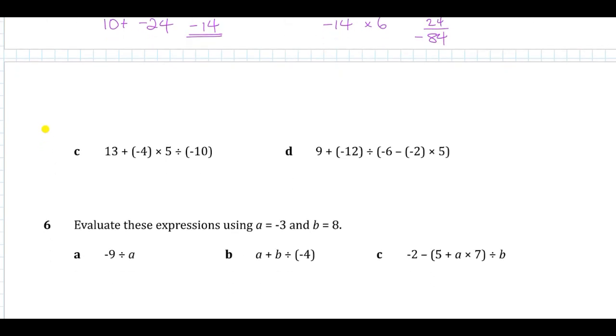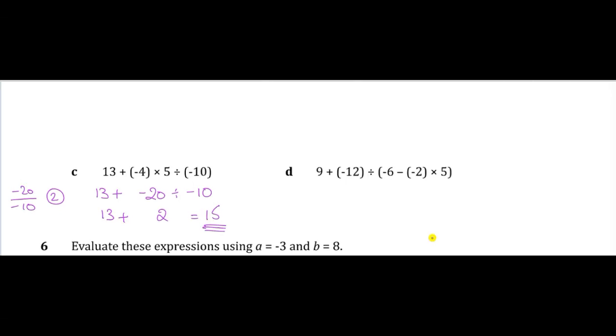For part C, looking left to right along here, 13 addition is the last thing I'm going to do. Now multiplication and division, I can just work left to right. Negative 4 times 5 is negative 20, divided by negative 10. 20 divided by 10 is 2. They're both negative, so my overall is positive 2. 13 plus 2 equals 15. That's my answer.